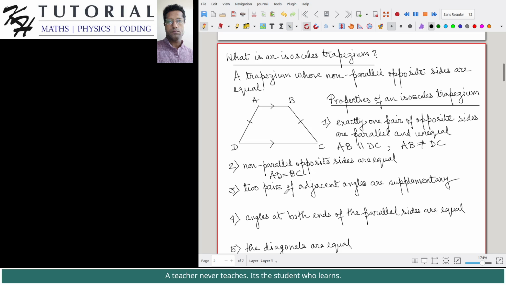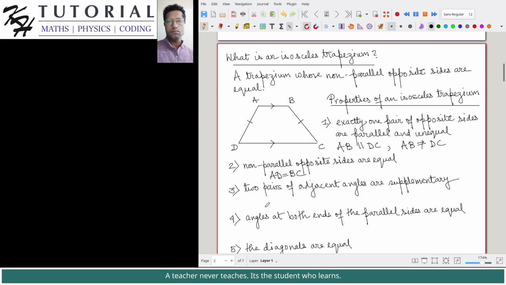This is the additional property of an isosceles trapezium. This property makes a trapezium an isosceles trapezium. That is, the non-parallel sides are equal. Now based on this, we have some more interesting properties or results.